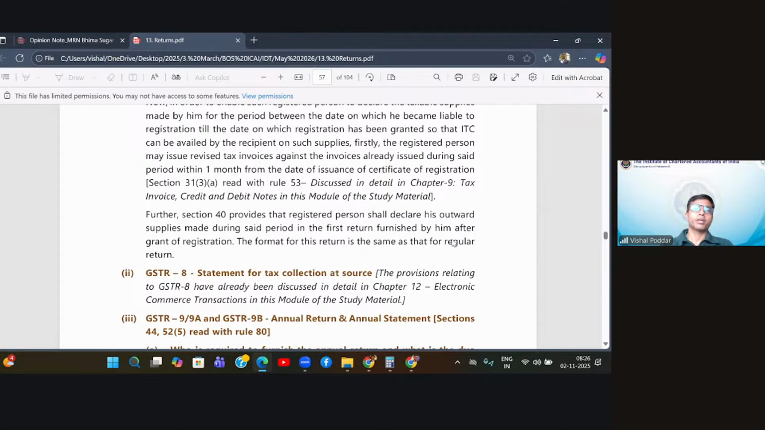The format of this return is same. So there is no change in the return. The return on the portal is same only. The difference is this return incorporates even your kacha invoices converted to pakka, and this return will be covering a period beyond 1 month.